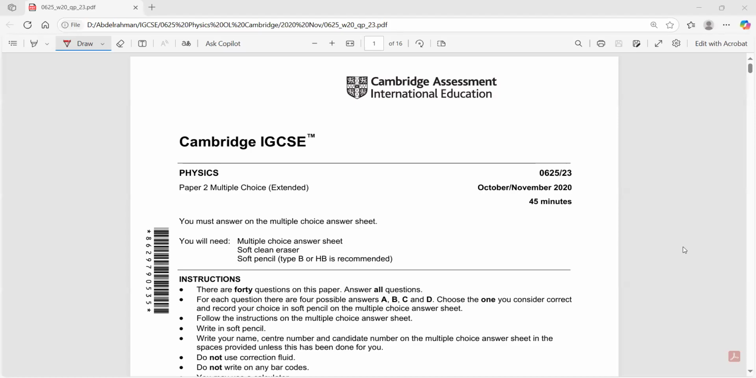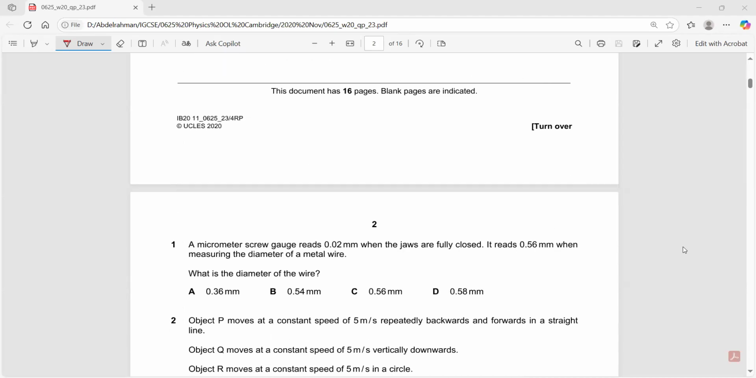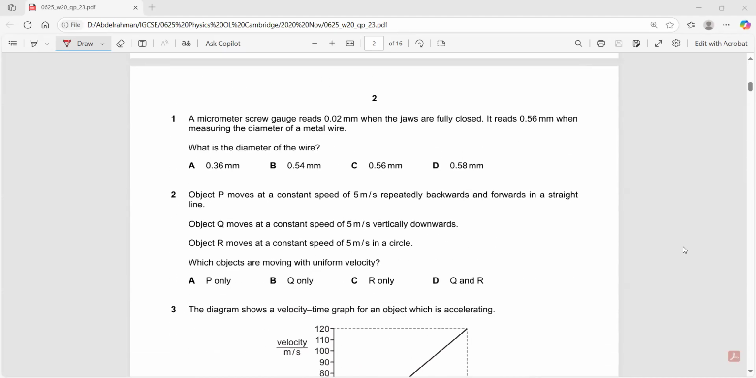November 2020, paper 2, variant 3. Question 1 is cancelled. Okay, micrometer screw gauge has been moved.